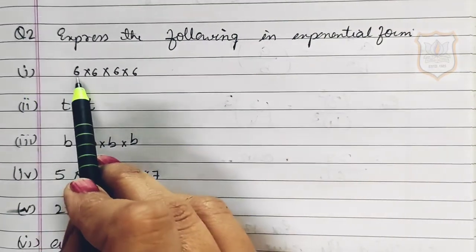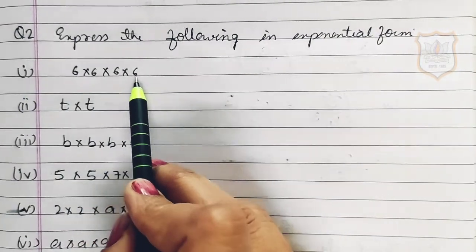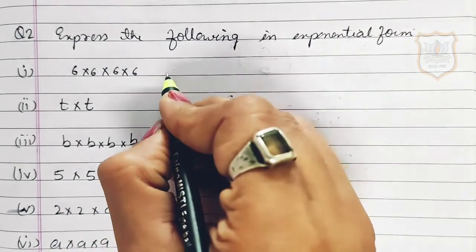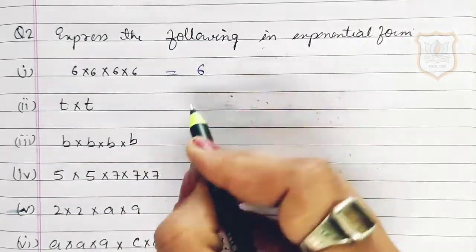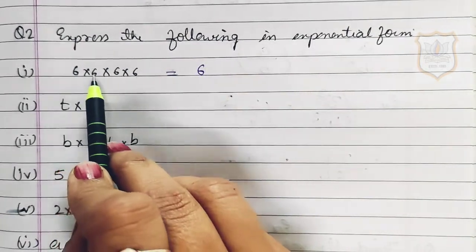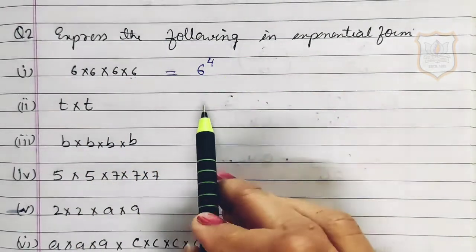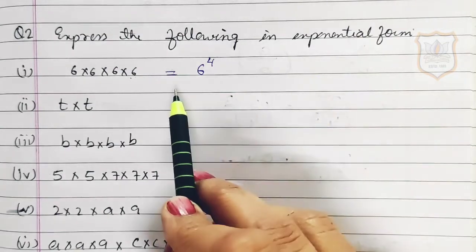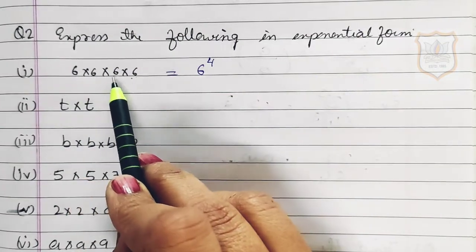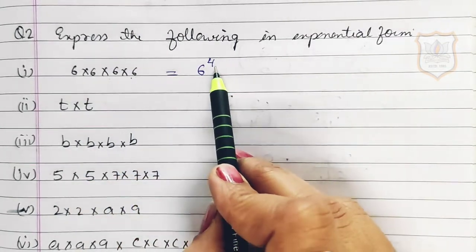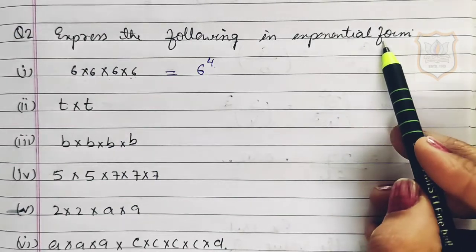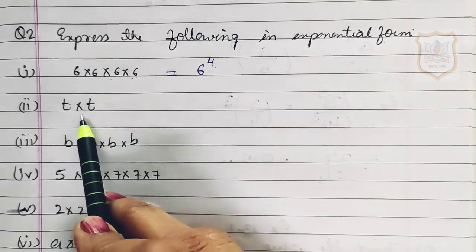First one, 6 multiplied by 6 multiplied by 6 multiplied by 6. Here students, 6 is the base and we have written 6 1, 2, 3, 4 times. So the power will be 4. So we have to write 6 multiplied by 6 multiplied by 6 multiplied by 6 as 6 raised to power 4 in exponential form.